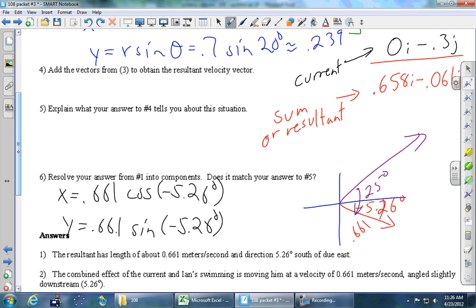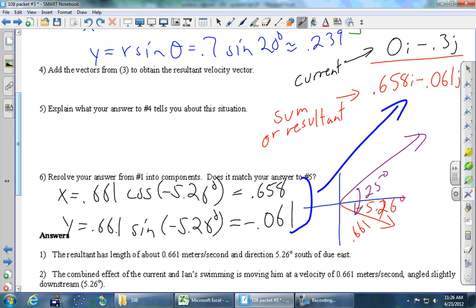Okay, and if you do this out, 0.661 cosine of negative 5.26, I can do that in my head. It's 0.658. Isn't that impressive? Just like that. You want to see me do the other one in my head? This is a negative 0.06. What? Allie can do it in her head too. Look at that, a human calculator. And then, oh my gosh, surprise, that is the same as that, right?